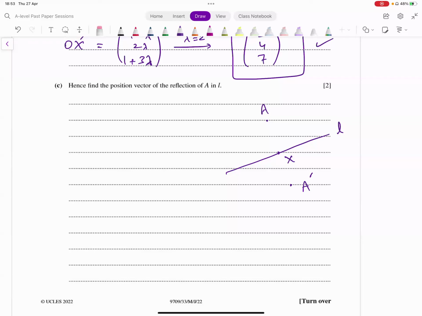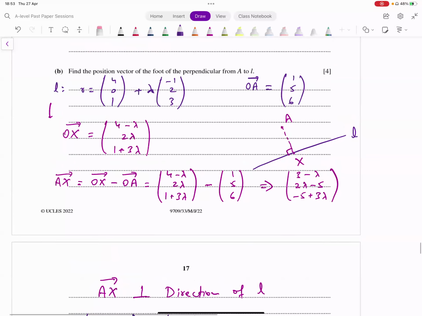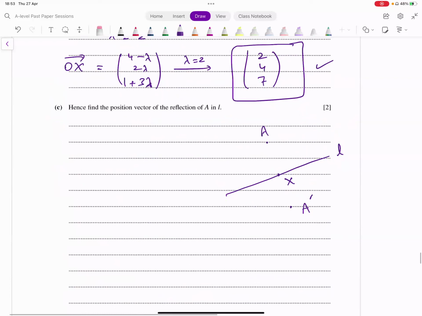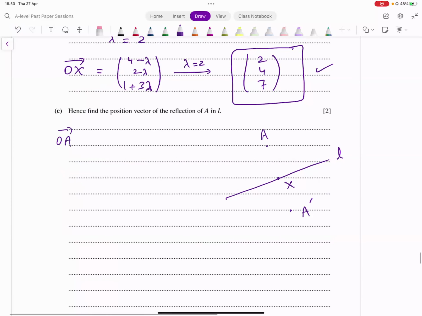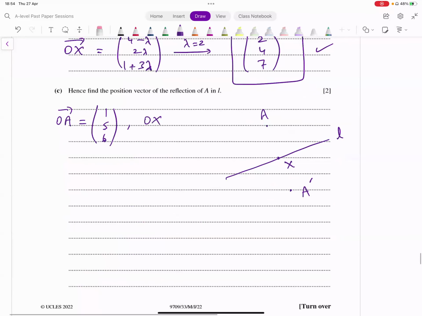आपको X का position vector पता है, right? ये क्या था? X का position vector कितना था? हमने यहाँ पे find किया 247. X is 247. So यहाँ पे हम side पे लिख लेते हैं. In fact, we know OA vector is 156. ये ऊपर लिखा हुआ था. And OX vector is 247.